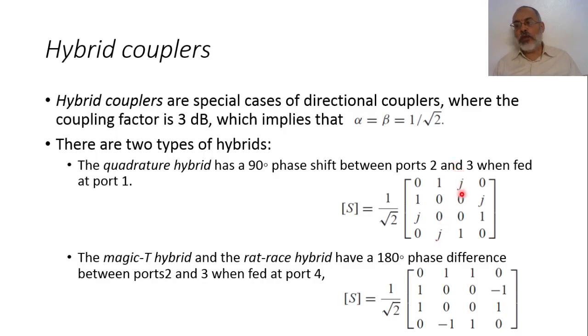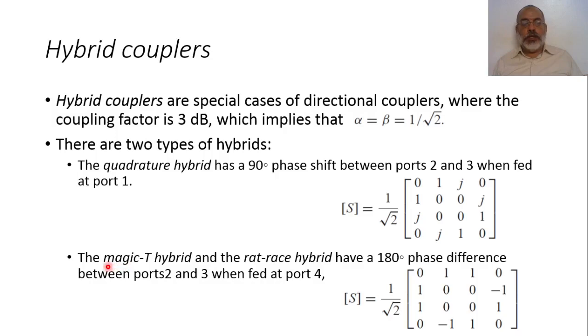If the power is going from port 3, it would be divided between port 1 and port 4, such that at port 1 the phase would be 90 degrees, and at port 4 the phase would be 0. If the power is incident from port 4, it would be divided between port 2 and port 3. Port 2 will be at a phase of 90 degrees and port 3 will be at a phase of 0.